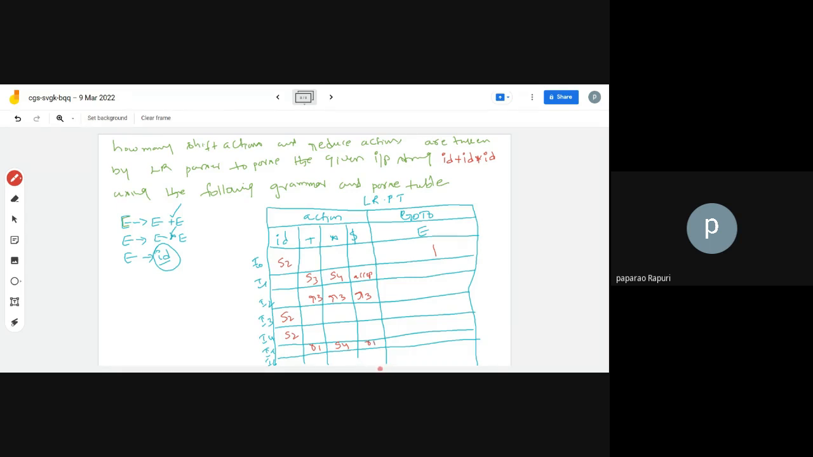And coming to the I6, plus, dollar and star, both are R2, sir. This is the given table, sir.